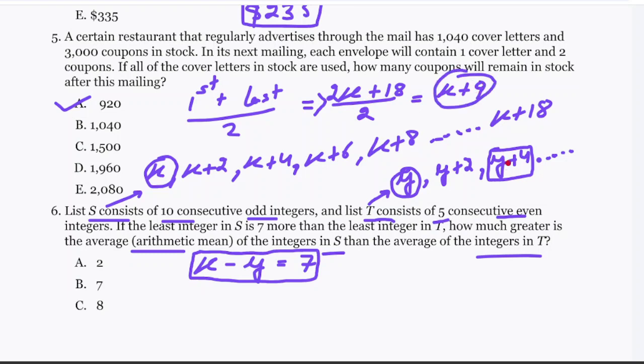And here it will be y plus 4. Because here, how does it come? The last one, here there are 5 numbers, they will be y, y plus 2, y plus 4, y plus 6 and y plus 8.